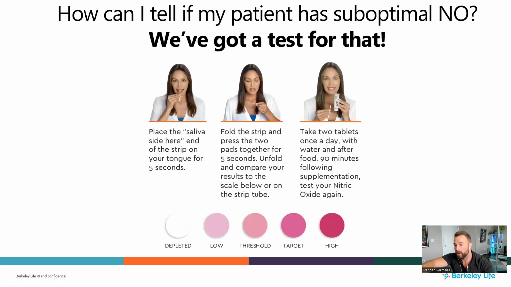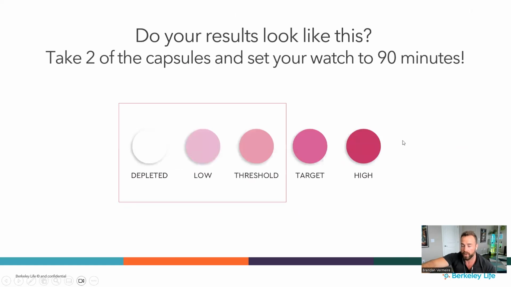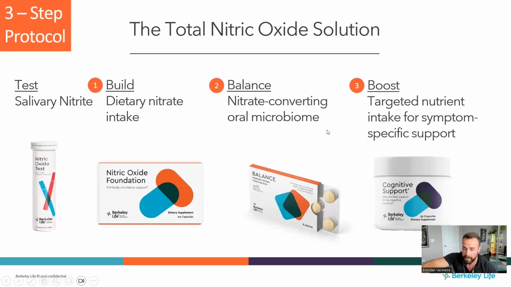So this is why we have our total nitric oxide solution system that starts with our salivary nitrite test strips. And then, of course, we really want this threshold pink level on the test strips pretty much all day, every day. That's really the goal in my mind. And so we do this by building a foundation with that nitrate reservoir using the dietary nitrate capsules, our nitric oxide foundation product. Now, if they have a deficient or dysbiotic oral microbiota, we can actually use the prebiotic effects of the dietary nitrate in a gum matrix.